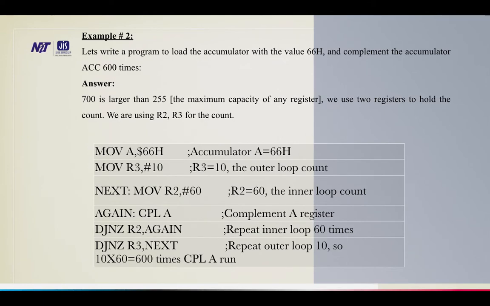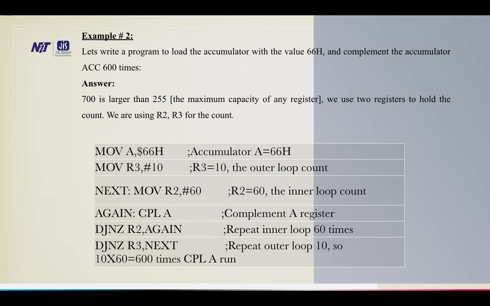Example 2. Let's write a program to load the accumulator with the value 66H and complement the accumulator 600 times. 600 is larger than 255, the maximum capacity of any register. We can use two registers to hold the count. We are using R2 and R3 for this count.